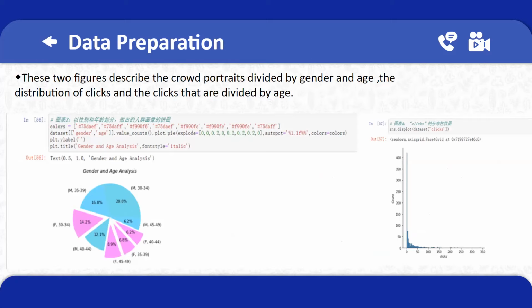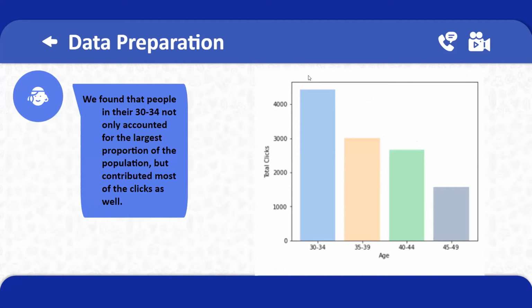These 2 figures describe the crowd portraits divided by gender and age, the distribution of clicks, and the clicks that are divided by age. We found that people aged 30 to 34 not only accounted for the largest proportion of the population, but also contributed most of the clicks.